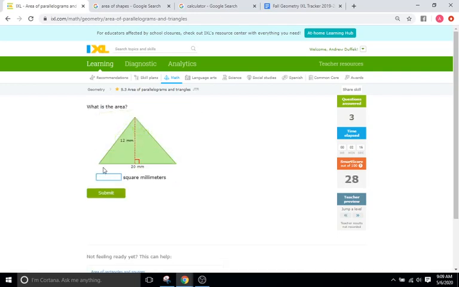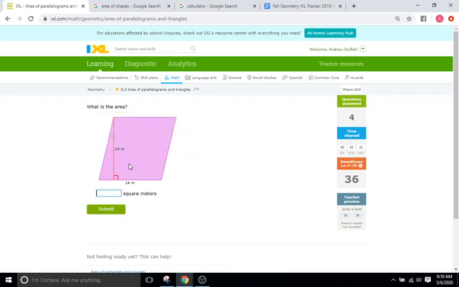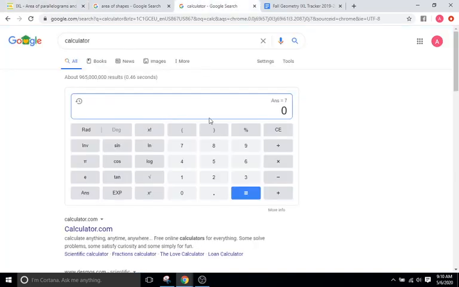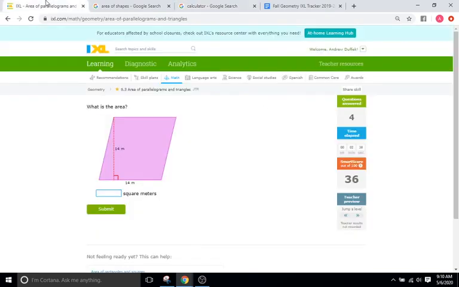What is the area? The base times the height is going to be 240. And then half that, because 1/2 base times height, right? Half of 240 is going to be 120. Okay, parallelogram, 14 times 14, or 14 squared. Let's go to the calculator. That's going to be 196.